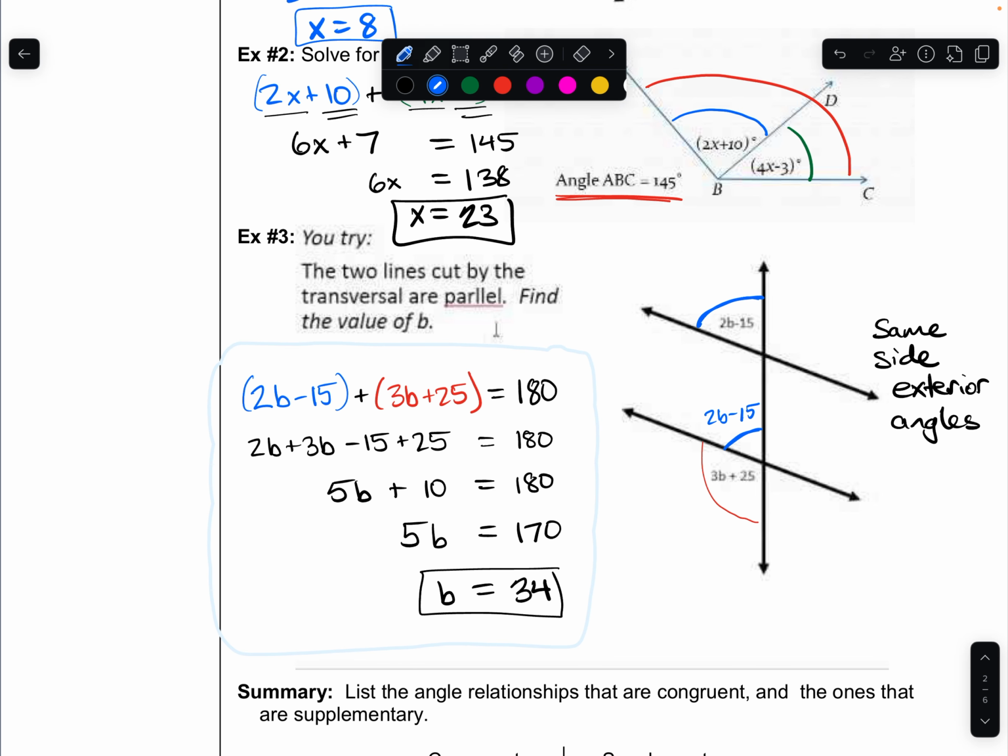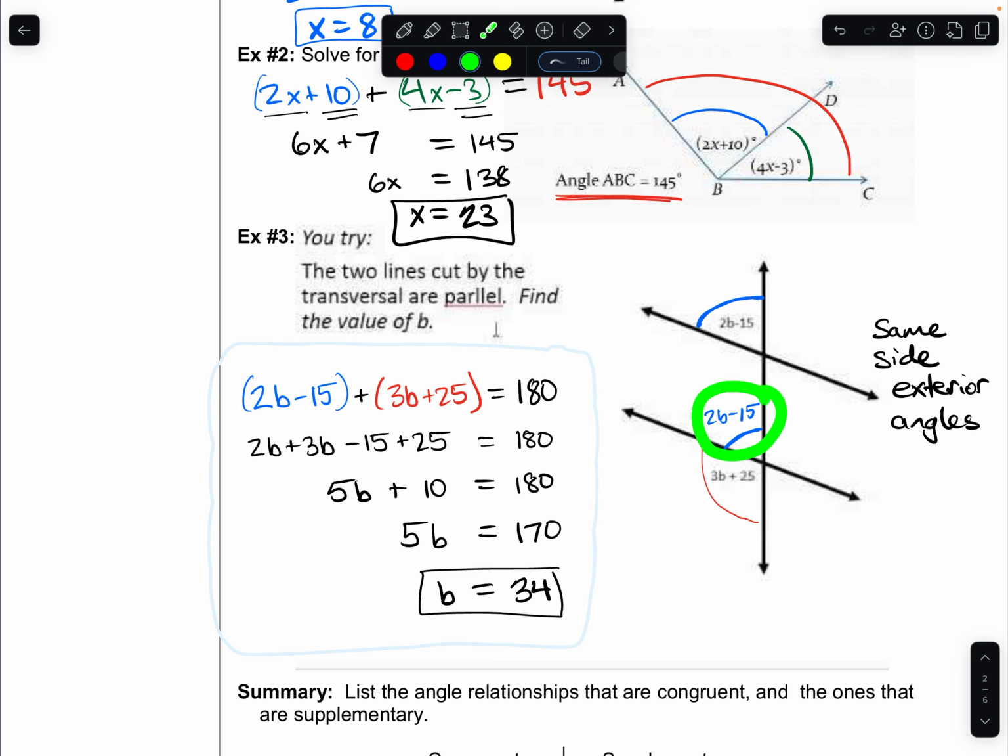Okay. So I'm hoping, there are other ways you could have done this, but if you use my hint, then these two angles form a straight angle, form 180 degrees. They're supplementary. So 2b minus 15 plus 3b plus 25 equals 180. Combine your like terms, and you should get 5b plus 10 on the left side of the equal sign still equals 180 on the right. Solve that, and you should get b equals 34.